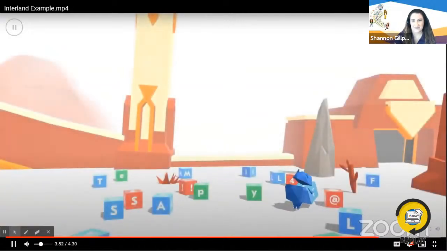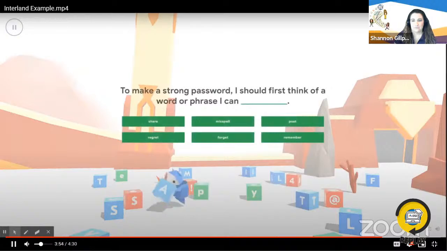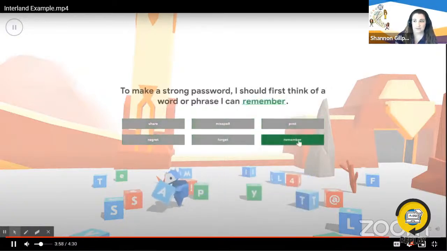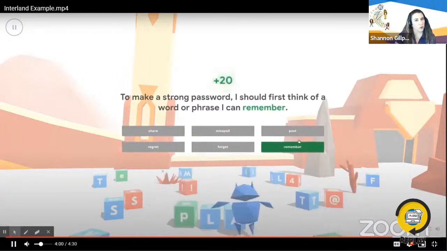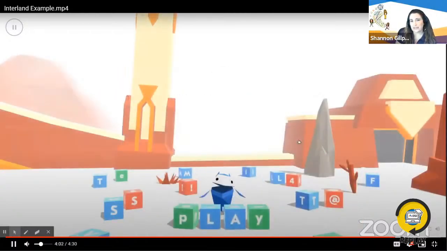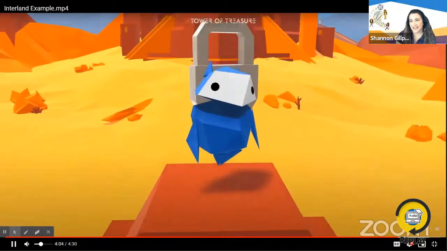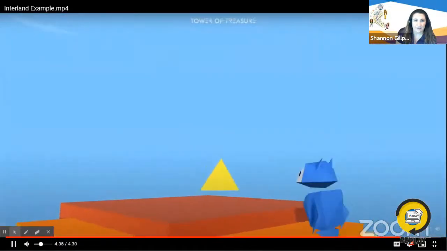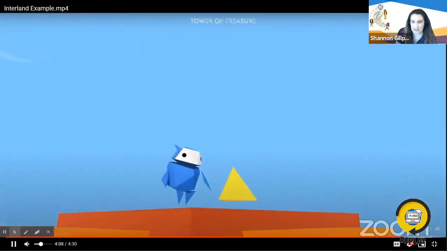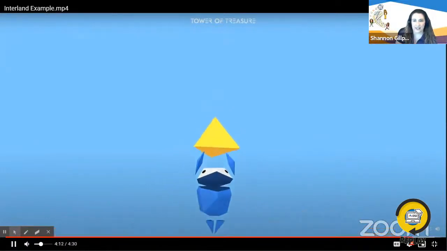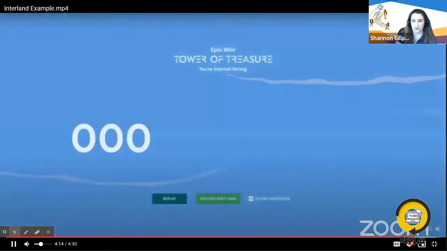fill-in-the-blank questions. In order to build strong passwords, I should start by thinking of a word or a phrase I remember. So there will be a few questions like that, and once you've completed all those questions, then you will have conquered that land. And you'll have the opportunity to print a certificate here.